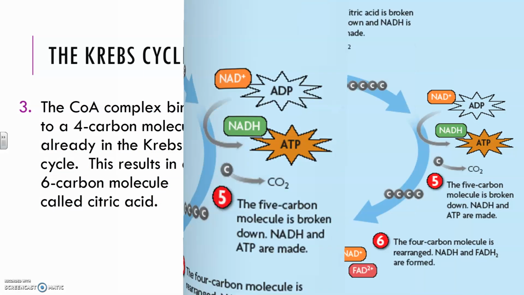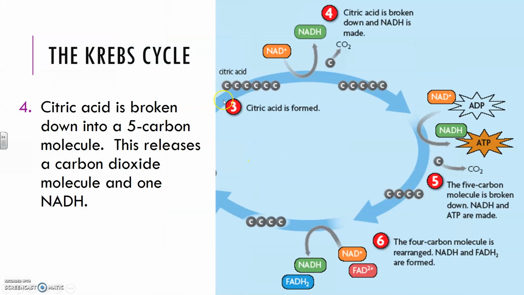There's a lot more steps involved in there that we just don't need to go into that much detail at the moment. So citric acid, you've got your 6-carbon molecule, and it's going to get broken down into a 5-carbon molecule. Again, you're going to have NAD plus come in and basically mug the citric acid for energy, so that it can make itself into an NADH. And in that process, it also runs off with a carbon that gets made into carbon dioxide.